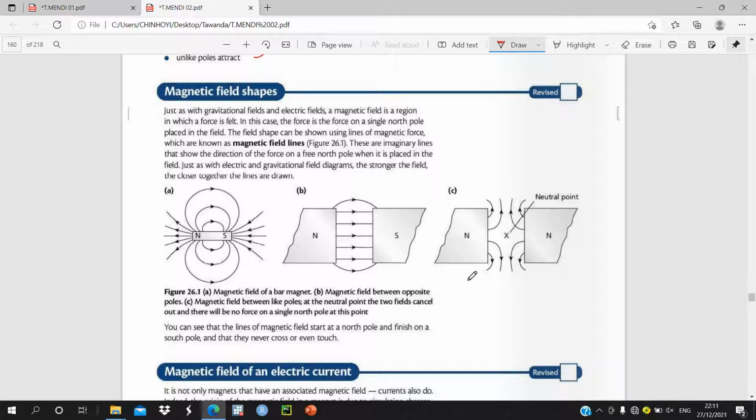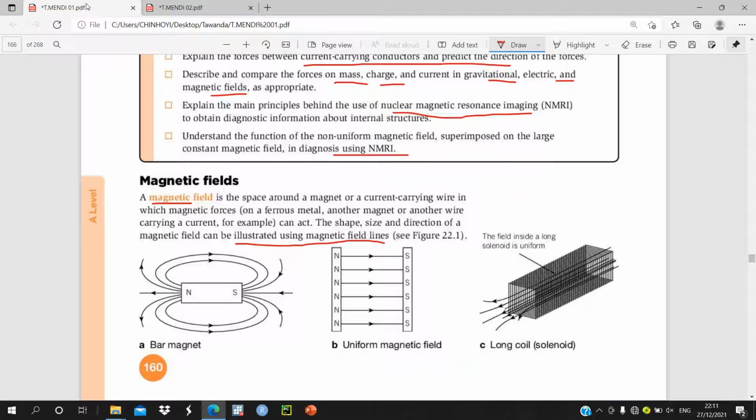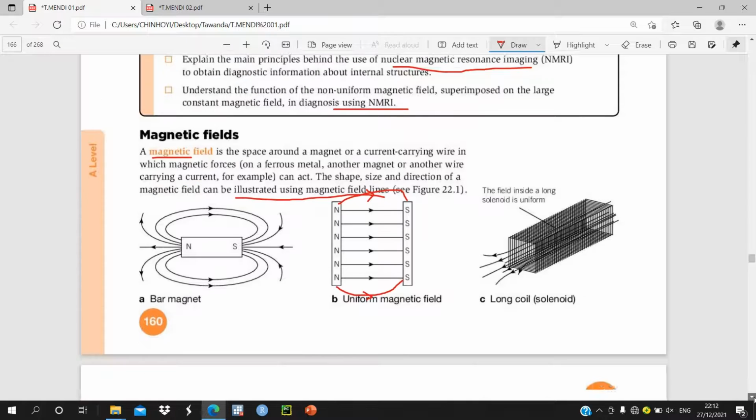So as you can see, these are some types of magnetic field line shapes that you can come across. So this one is the bar magnet, a uniform magnetic field, but at this end here, as you can see earlier, we've indicated that the field lines at this end are curved. So they are curved, right? This one is the long solenoid.